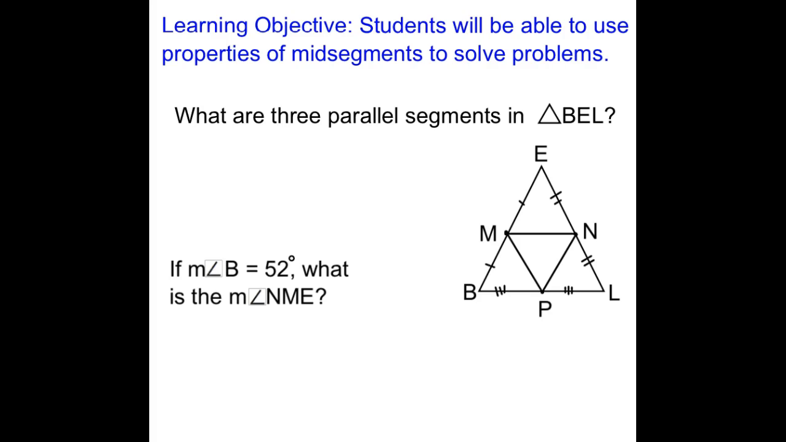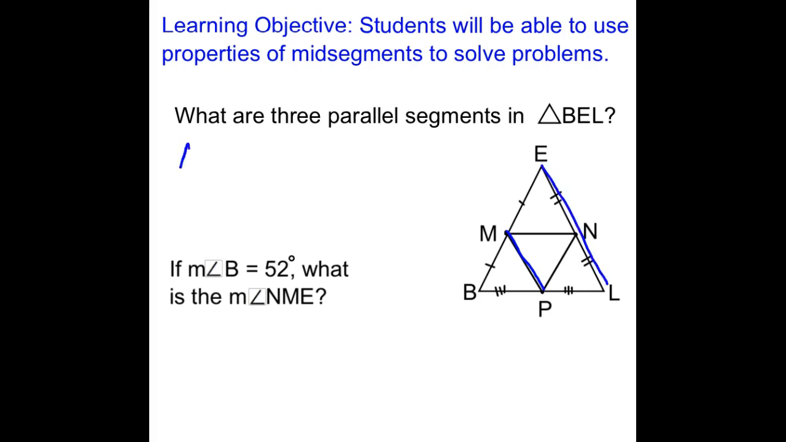What a midsegment is, if you look in this picture, a midsegment is a segment that connects 2 midpoints. So like MP right here is a midsegment. And the cool thing about that midsegment in a triangle is that it is actually parallel to the side across from it. So the side is not part of it. So I can actually say that MP is parallel to EL right off the bat.